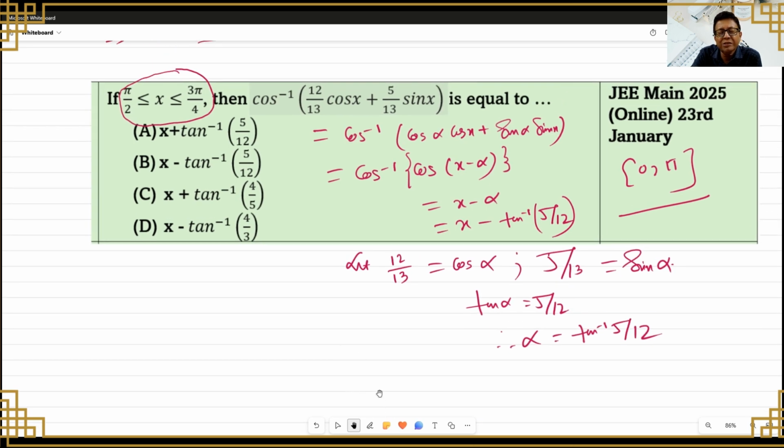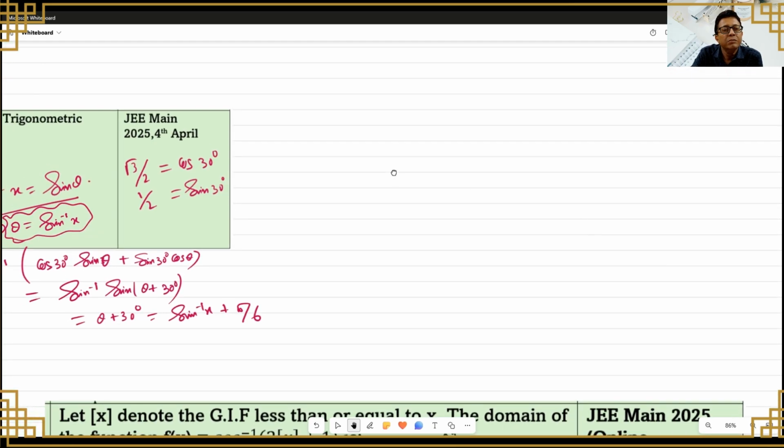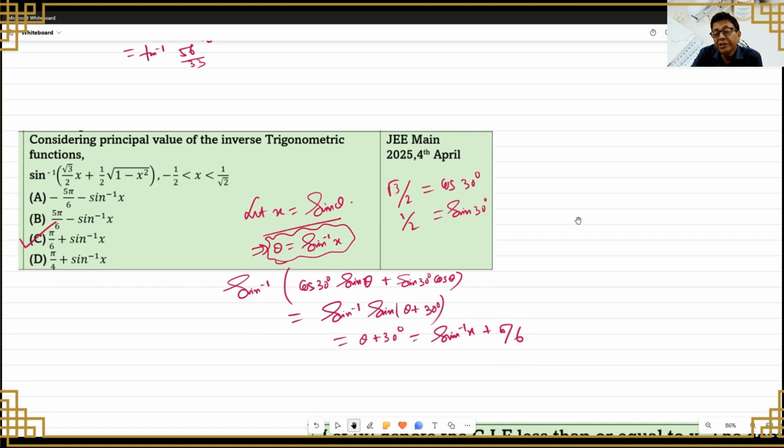Or you need to check once more. Previous time, have you checked that interval? This one, have I checked the interval? See, the option may not match with the correct one if you forgot to check. x is lying in the interval minus half to 1 by root 2. Sin inverse sin x equal to x, where x is theta plus 30. Is it lying in the principal value branch? Yes, because x is sin theta we have taken.